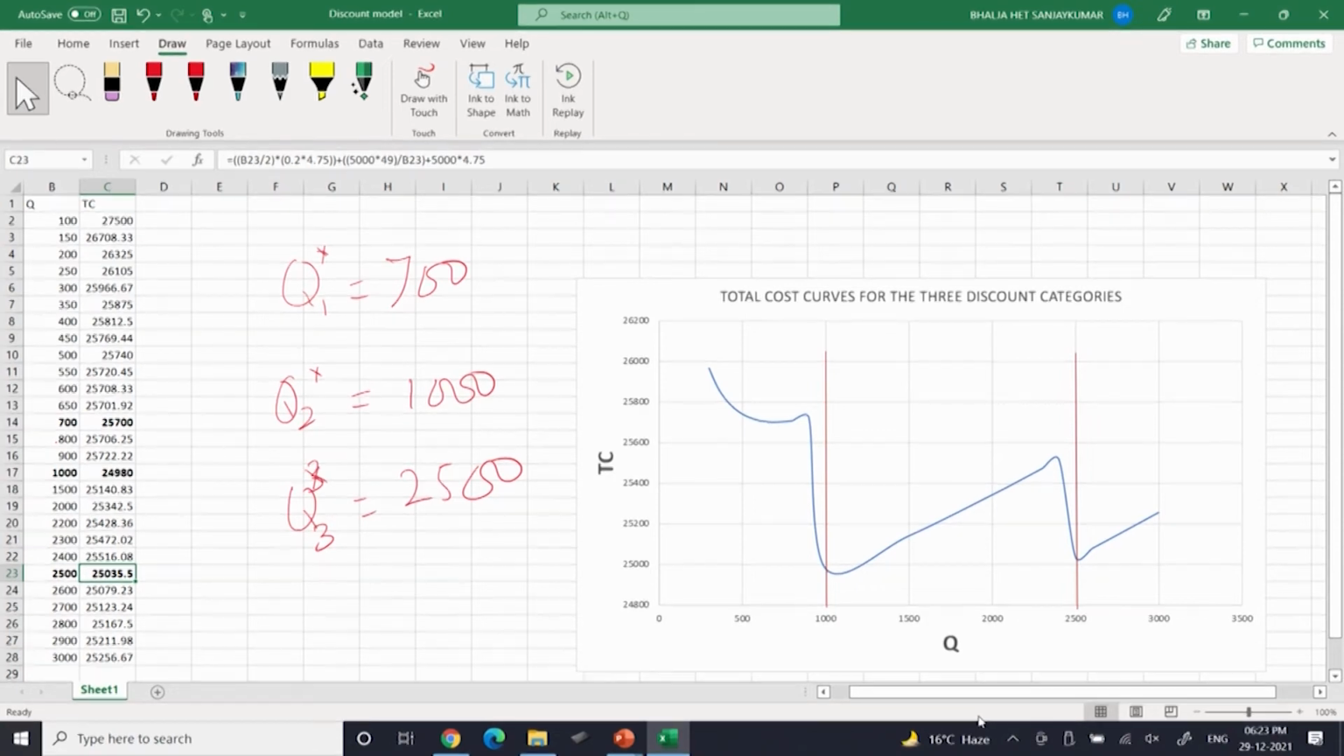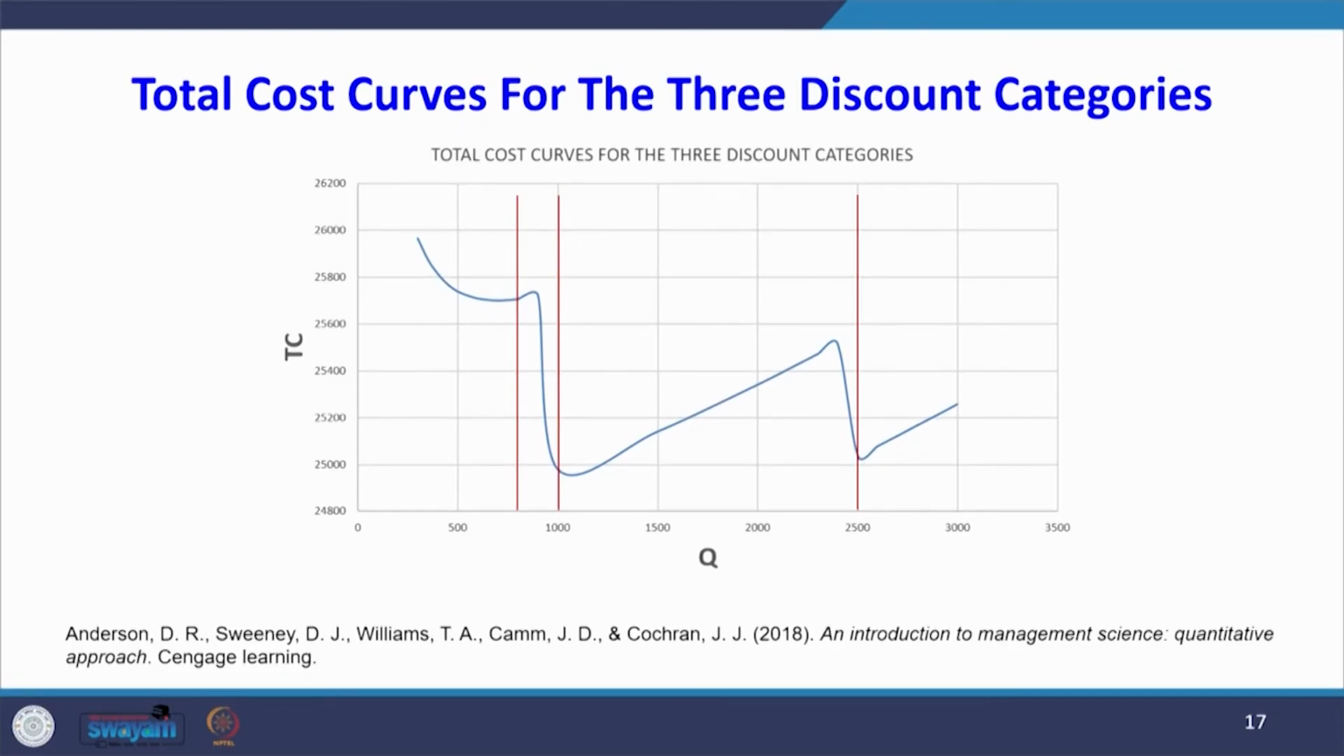Now, I will go back to the presentation. Now, look at this here. Here it is the most optimal quantity. You see that here also we are getting lesser quantity, but when we go for 1000 units, we are getting the least total cost. So, our conclusion here is we should go for ordering 1000 units.